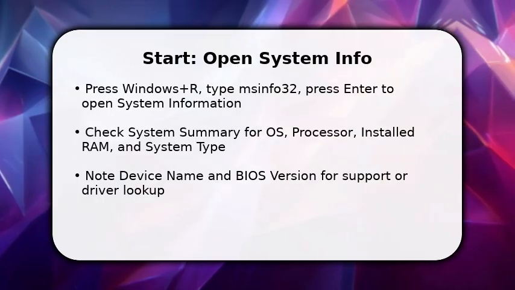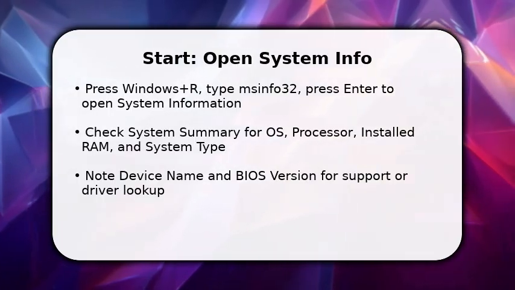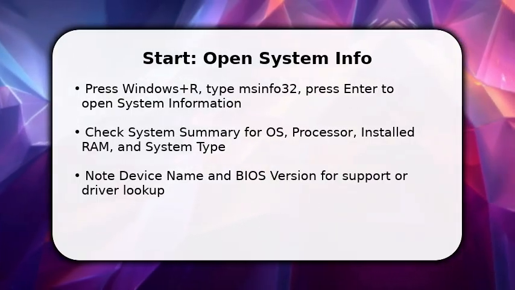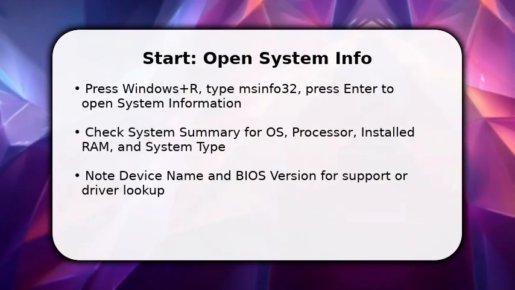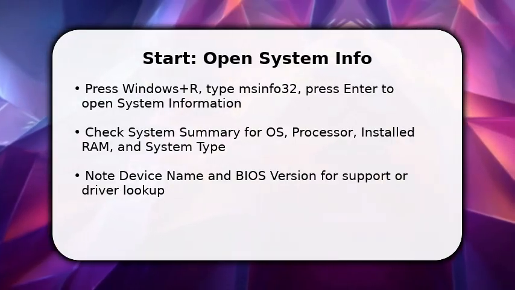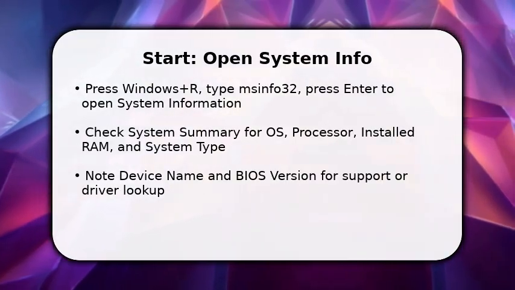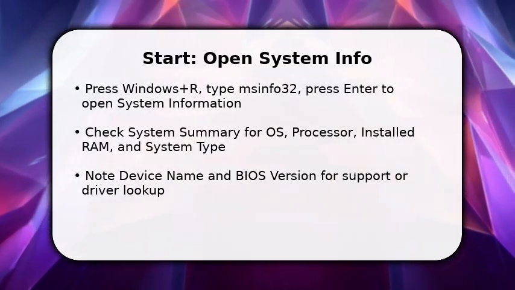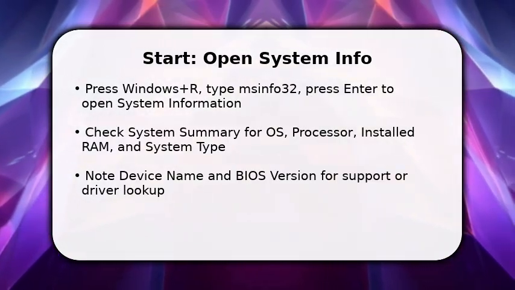Once open, scan system summary for OS version, processor model, installed RAM, and system type so you know 64-bit versus 32-bit. Make sure to copy or photograph the device name and BIOS version. You'll need those for drivers or warranty checks. This first step establishes the authoritative list you'll use next.